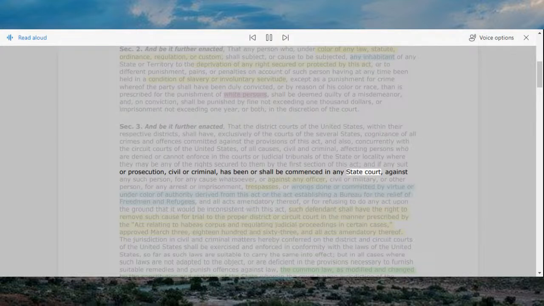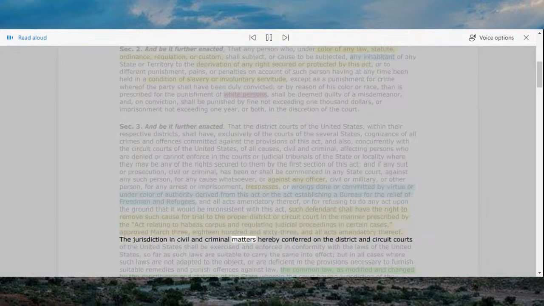or shall be commenced in any state court against any such person for any cause whatsoever, or against any officer, civil or military, or other person for any arrest or imprisonment, trespasses, or wrongs done or committed by virtue or under color of authority derived from this act, or the act establishing a bureau for the relief of freedmen and refugees, and all acts amendatory thereof, or for refusing to do any act upon the ground that it would be inconsistent with this act. Such defendant shall have the right to remove such cause for trial to the proper district or circuit court in the manner prescribed by the act relating to habeas corpus and regulating judicial proceedings in certain cases, approved March 3, 1863, and all acts amendatory thereof.